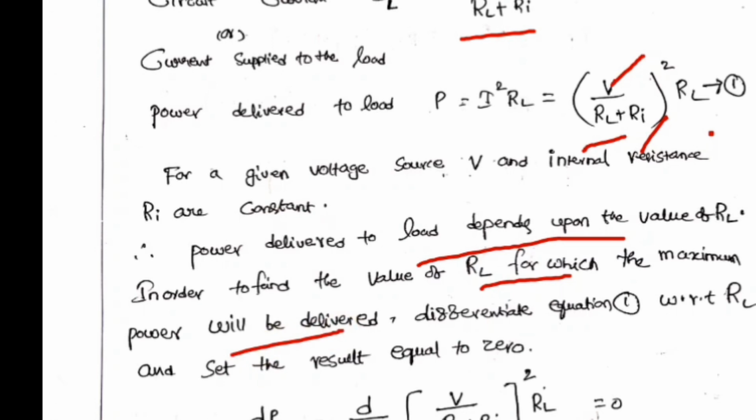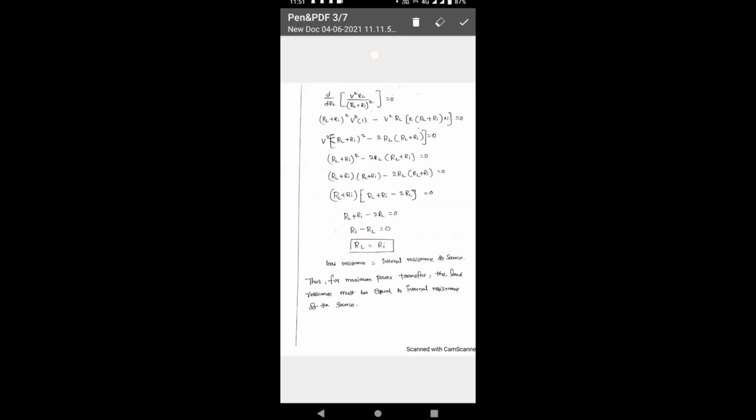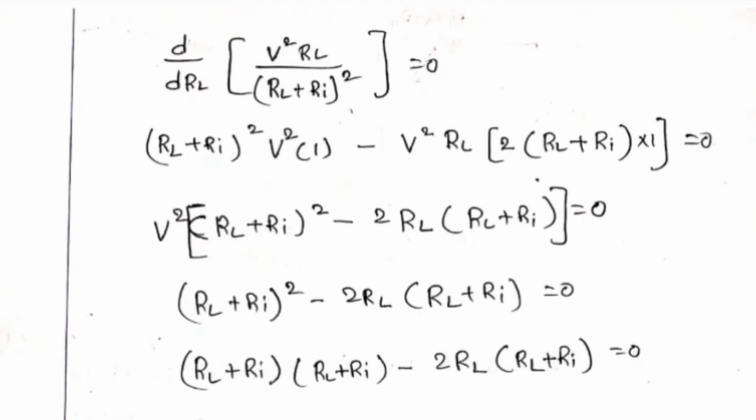differentiate the equation 1 with respect to RL and set equal to 0. That is dP by dRL equal to d by dRL into P. P we substituted. Power delivered to load is P, we substituted here. After that, if you derive this equation, then you will get the statement of maximum power transfer theorem. d by dRL of V square RL by (RL plus RI) square equal to 0, that we can write. Now we are using the U by V formula of differentiation.